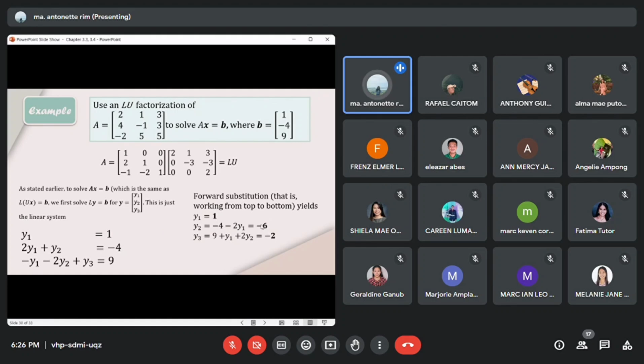So mao na value sa ato ang y sub 2. And y sub 3, 9. Transpose na ta ang negative y sub 1. So 9 plus y sub 1 plus positive 2y sub 2. So 9 plus y sub 1, which is 1, so 10 plus 2 times y sub 2. So 2 times negative 6 is negative 12. So 10 plus negative 12. So we get the value of y sub 3, which is negative 2.